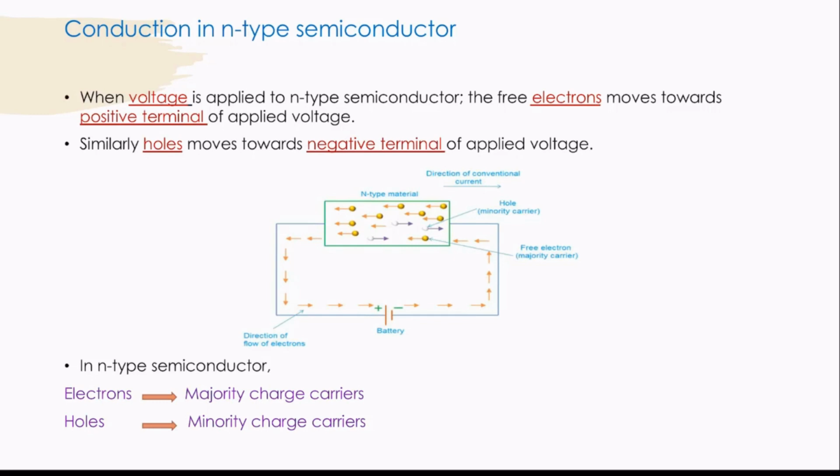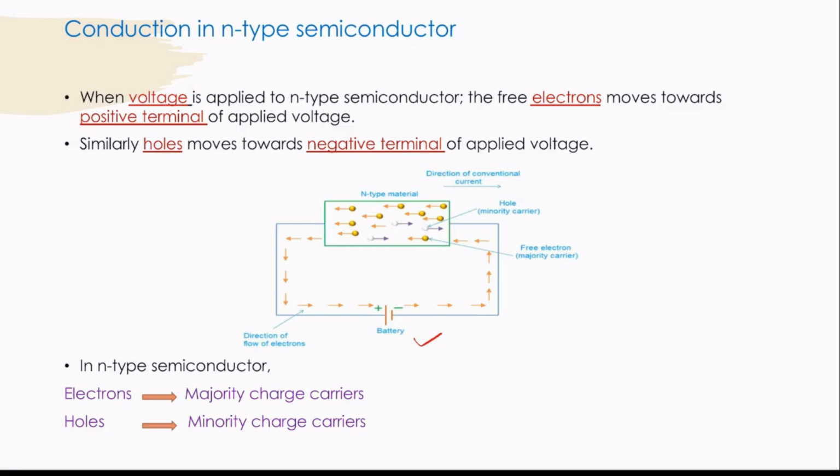Next is conduction in N-type semiconductor. Now, when an external voltage is applied to the N-type semiconductor, then the free electrons move towards the positive terminal of the applied voltage. Similarly, the holes move towards the negative terminal of the applied voltage.